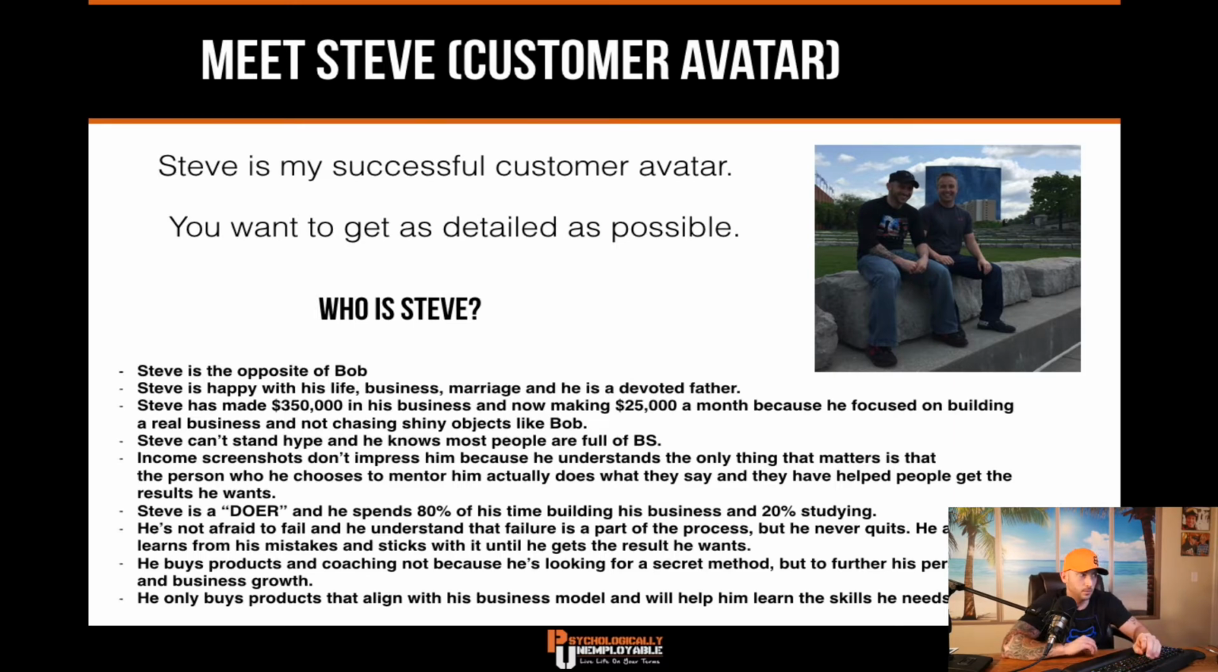Steve is the opposite of Bob. Steve is happy with his life, his business, his marriage, and he's a devoted father. Steve has made $350,000 in his business, is now making $25,000 a month because he's focused on building a real business and not chasing shiny objects like Bob.